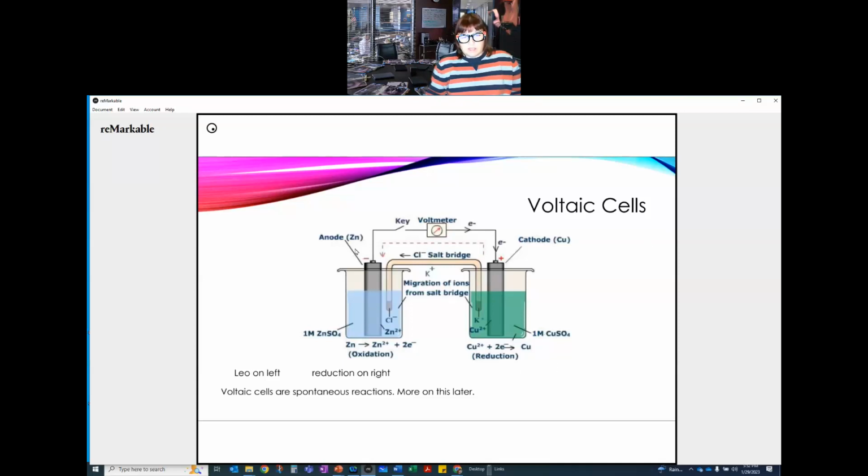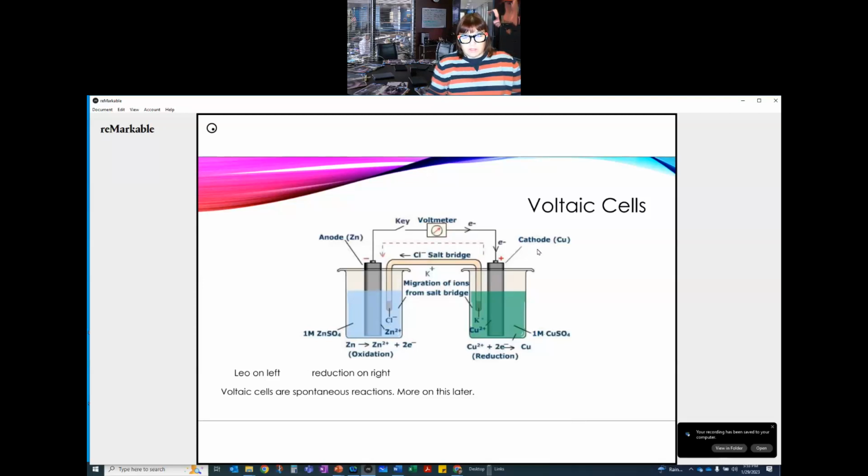We can talk about some of the other things that we have here. We see that this is labeled as the anode because this is the oxidation. So that's my anode. We'll talk about that in a little bit. We see that this is a 1 molar ZnSO4 solution. That's where we get this Zn2+. And then this is a Zn solid metal. So we end up with Zn2+, and the 2 electrons that come out and go over here.